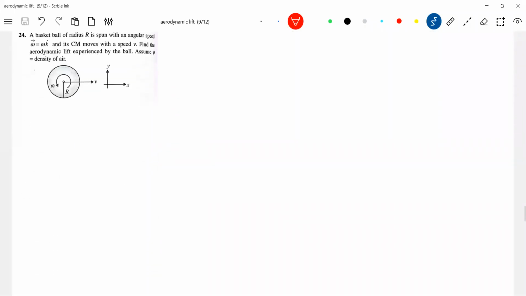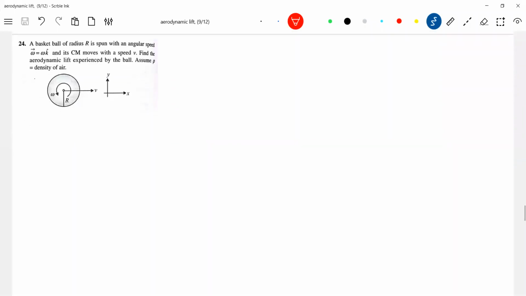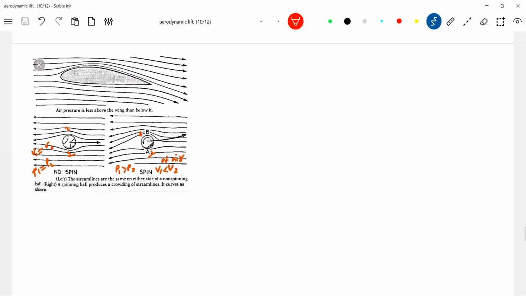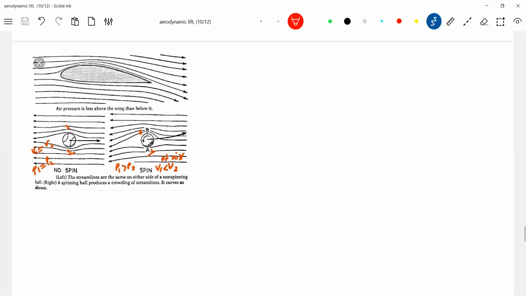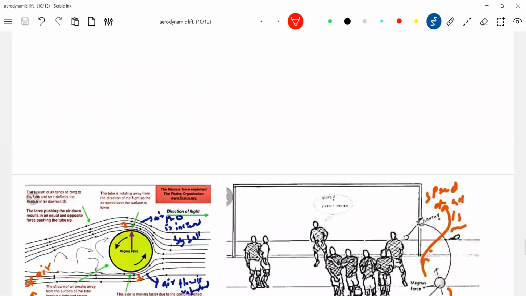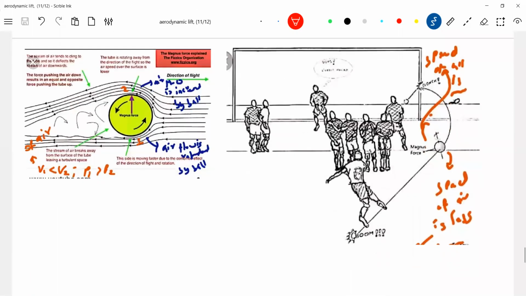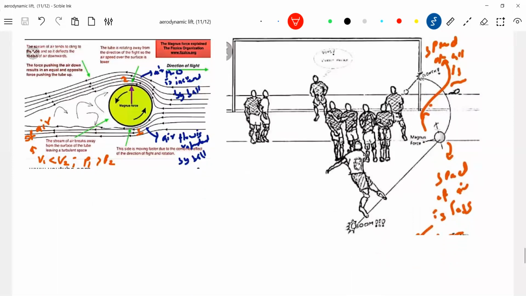We'll discuss the Magnus effect, aerodynamic lift, Magnus effect. Before that, let me discuss some theory. I just brought some diagrams. It will be very easy for you. Focus on the left diagram. Focus on the left diagram.